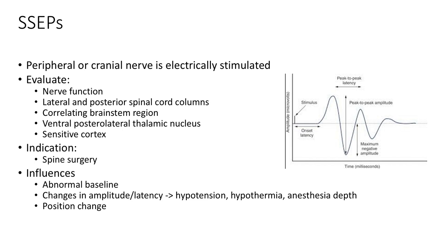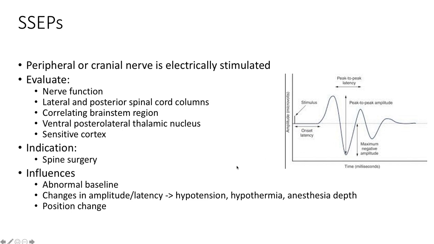So starting with the probably most common modality used, the SSEP, the somatosensory evoked potentials. The way how it works, I stimulate a peripheral or cranial nerve, an electrical stimulus, and then you evaluate how the nerve works, how your lateral and posterior spinal column conduct that, how it arrives in the brainstem, then how it goes to the thalamic relay station, and how it's received in the sensitive cortex region. Stimulus is given. Here's the latency from when my process starts, and this is the amplitude, how strong the response was.